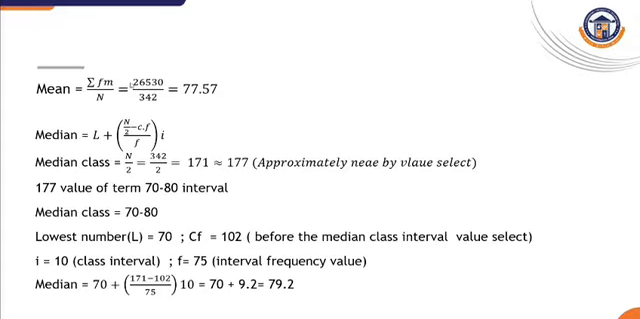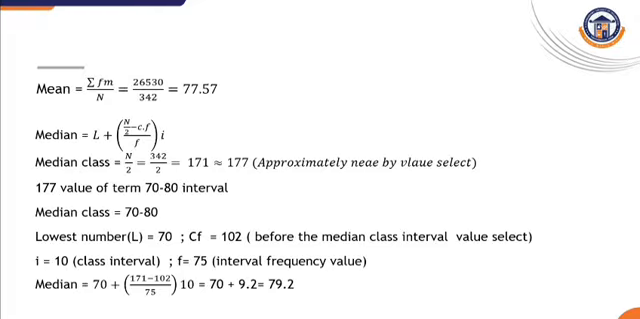We know that the cumulative frequency is 26530. We divide by this number, 342, and we get 77.54. This is the mean value, called the average mean value. Now we find the median value.